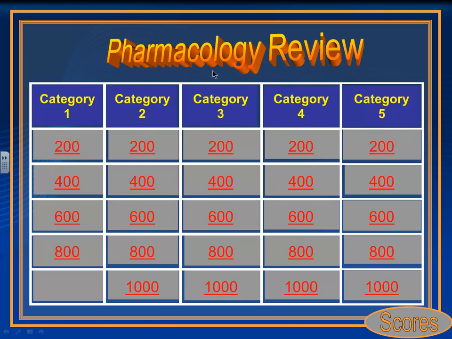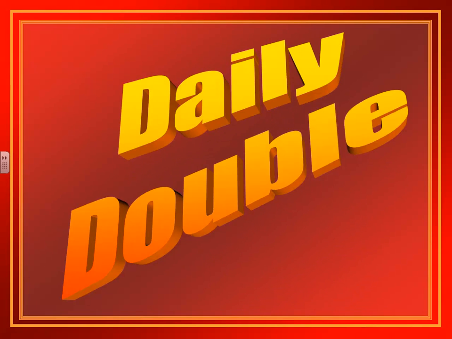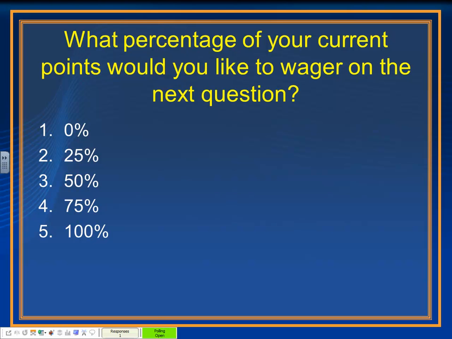All right, number 2. What do y'all want? Pick one, Kimberly. Category 2, 600. Oh, it's time for a daily double already? All right, every group has to wager a certain percentage: 0, 25, 50, 75, or 100. They got 10 seconds to wager. 9, 8, 7, 6, 5, 4, 3.